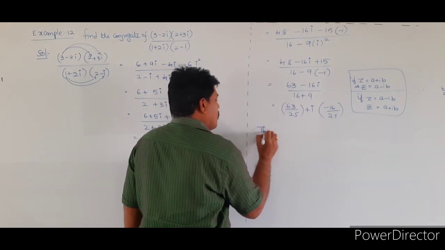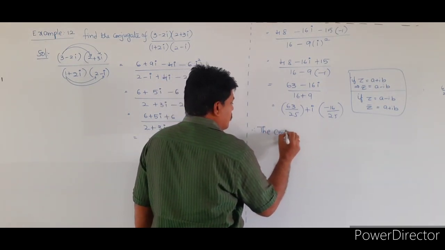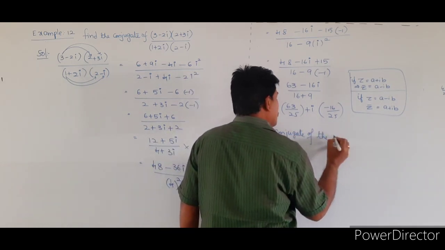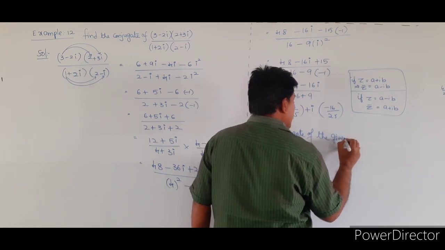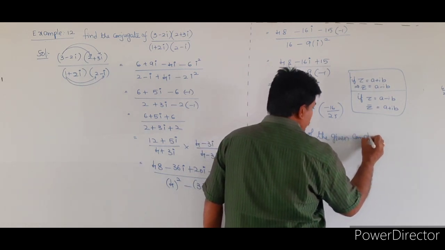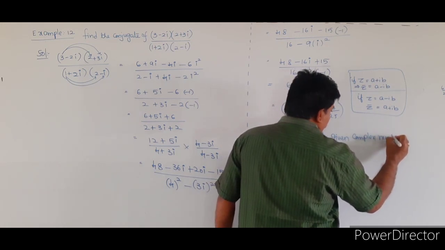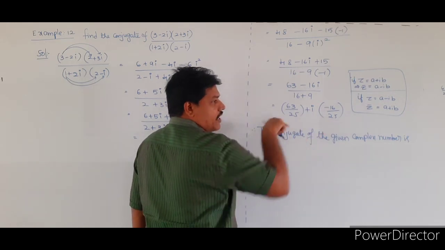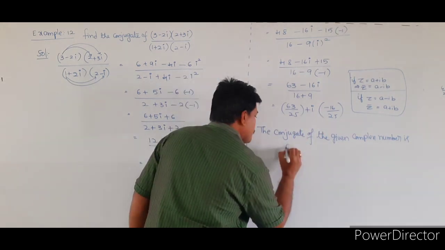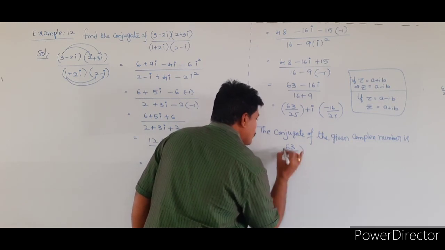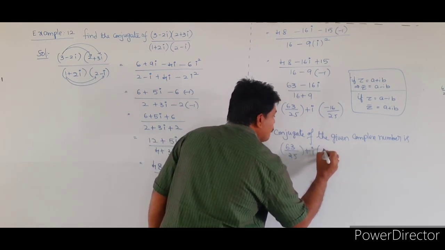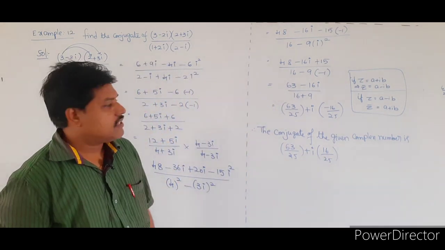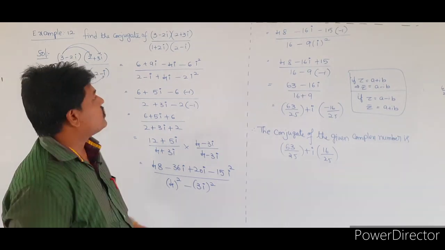Therefore the conjugate of the given complex number is, what is that? You can remove this minus, automatically it is the conjugate of the given complex number, that is 63 by 25 plus i into 16 by 25. So that is the required complex number. All are understood, students?